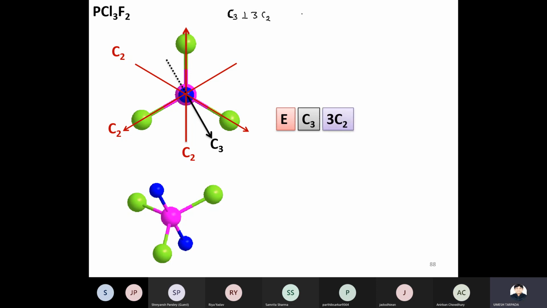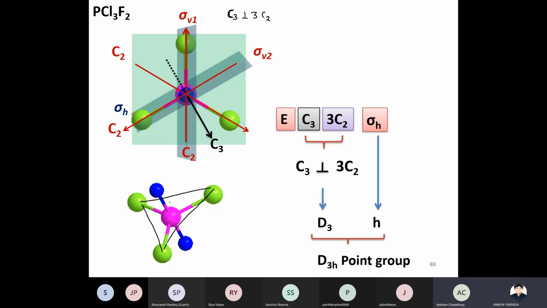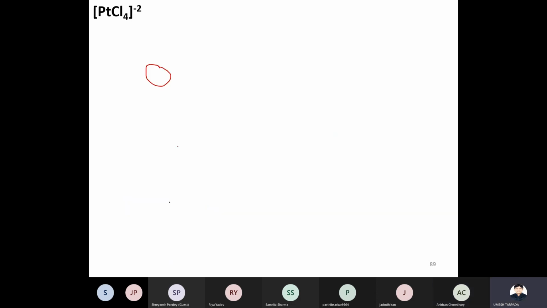Now next you go for the sigma h plane. Sigma h is already there, passing through the three Cl. This is your sigma h, and above and below you will have a mirror image. So therefore its point group becomes D3h. Of course, 3 sigma v are also there, but we are looking just for sigma h.